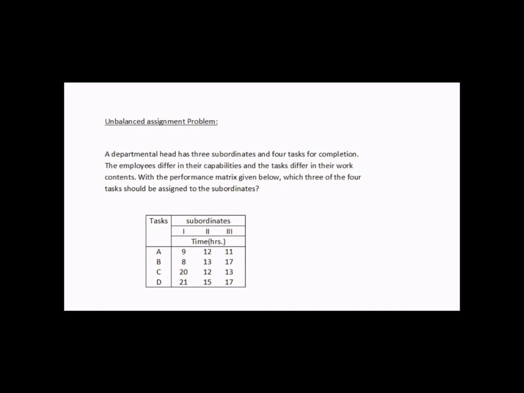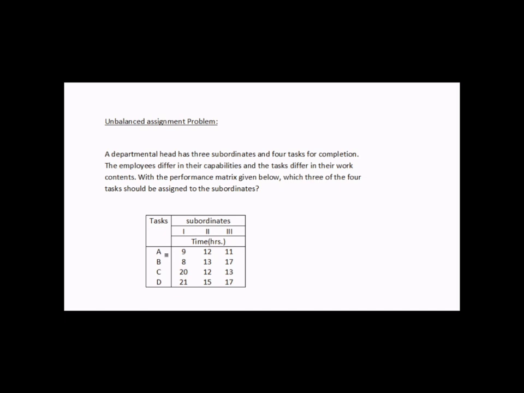So let us now go through the problem at hand. A departmental head has 3 subordinates and 4 tasks for completion. The employees differ in their capabilities and the tasks differ in their work contents. With the performance matrix given below, which 3 of the 4 tasks should be assigned to the subordinates?